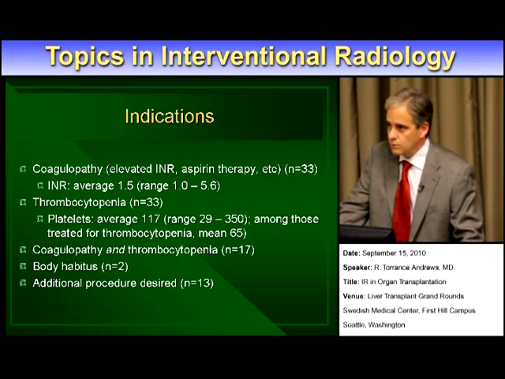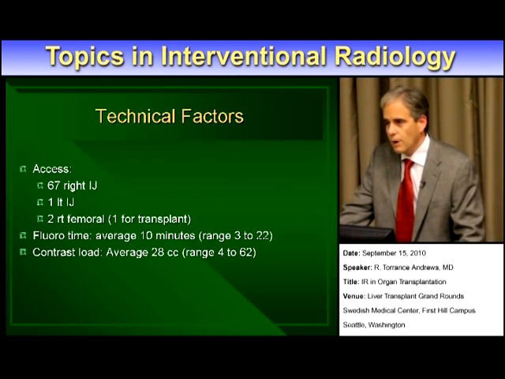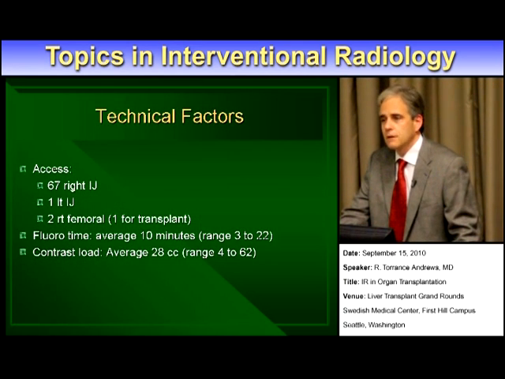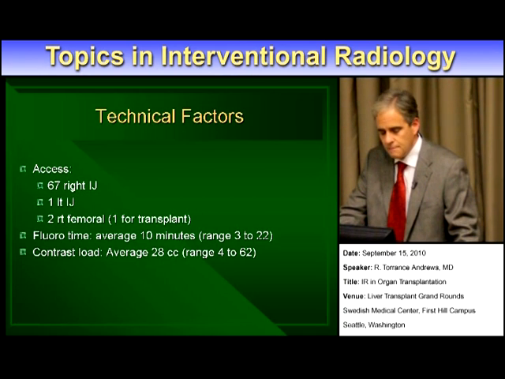Two patients were treated with transjugular biopsy because of their body habitus, and 13 patients were treated with a transjugular approach because there was a need for another procedure. We used the right internal jugular vein most of the time. A couple of times we went through the femoral vein, once to do a biopsy of a transplanted kidney, and once because the anatomy of the renal vein was such that we couldn't access it from the jugular approach. We use a little contrast, as I mentioned, but only 28 cc's on average for this patient population.